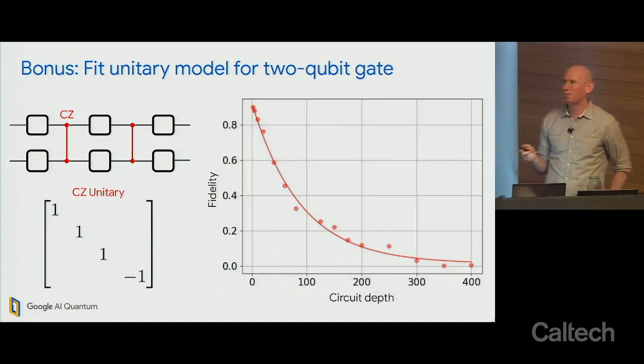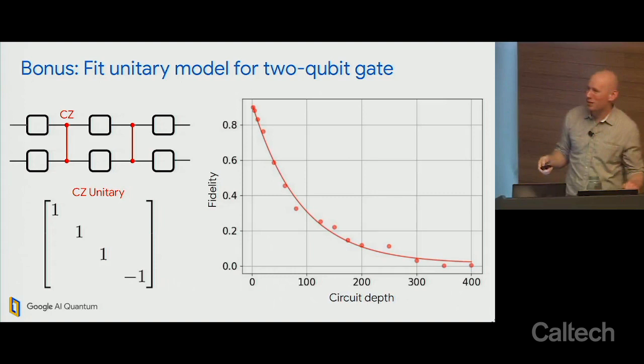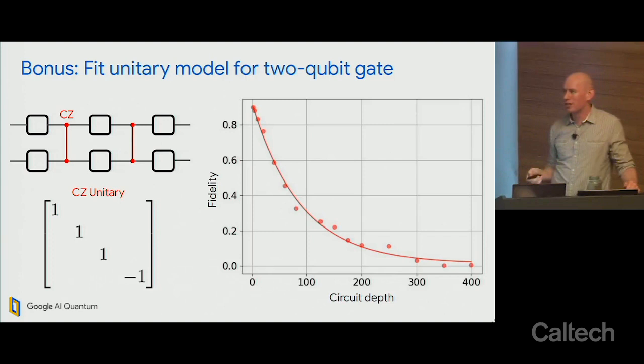Let's look at an example with some data. So suppose we're doing CZ gates. I mentioned CZ is my favorite gate. And we might have a sequence that looks like this, where we have some single qubit gates and interleaved control Z gates. This is what the unitary is supposed to look like. We get a minus sign on the 1-1 state, okay? And as a function of circuit depth, we see this fidelity, which we compute from the cross entropy, goes down in an exponential way.